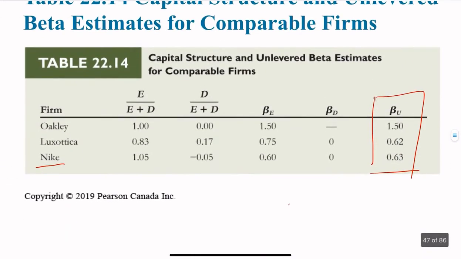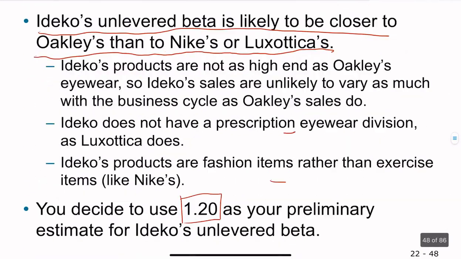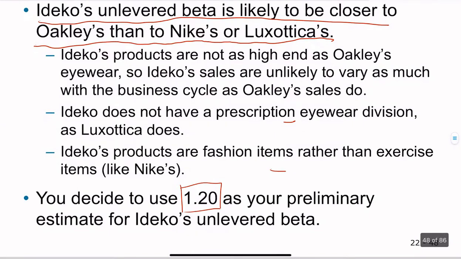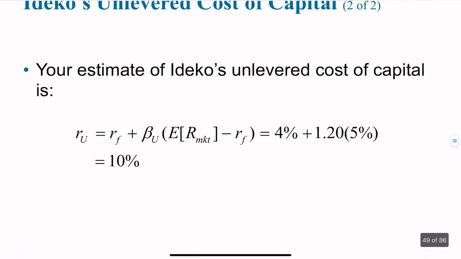And you can see that this number is actually reasonable because Oakley has an unlevered beta of 1.5, and you want your beta to be closer to Oakley, but you don't want the beta to be as high as 1.5, so you will use a number of 1.2. Of course, you could use other numbers. You could use 1.21 or 1.25.